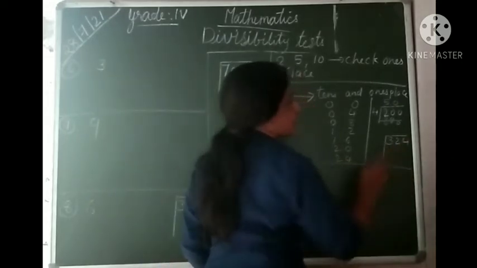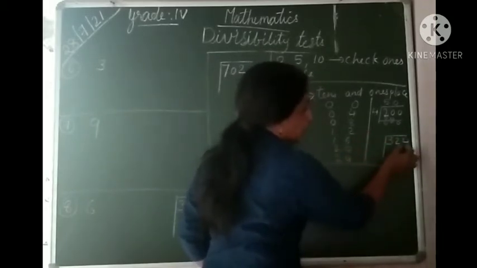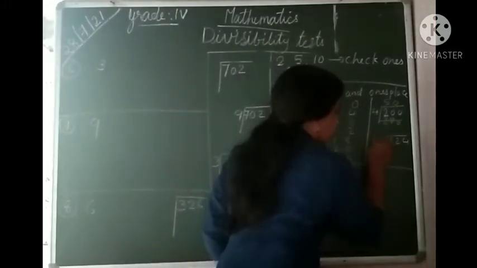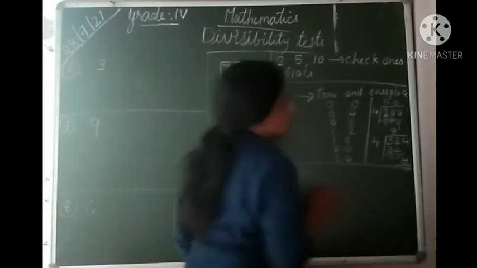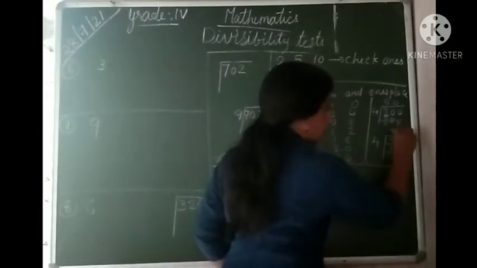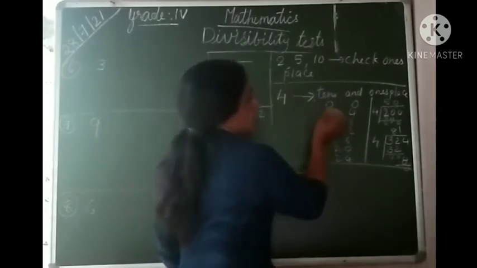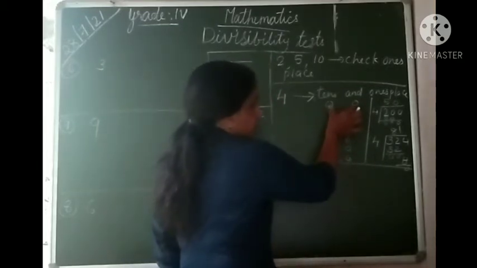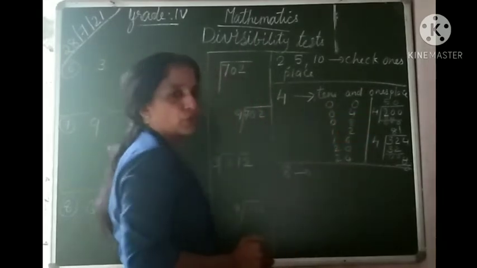Then also this number is divisible by 4. How can I say? By checking tens and ones. This 24 is a multiple of 4. 6 fours are 24. Then 8 fours are 32, and 4 ones are 4. What is the remainder? 0. Therefore, without division, we can easily say a number is divisible by 4 by checking the ones and tens places. Both are zeros or it comes in the multiplication table of 4.